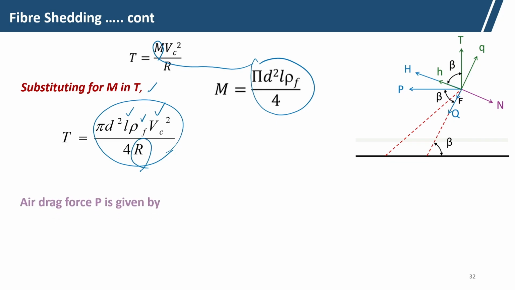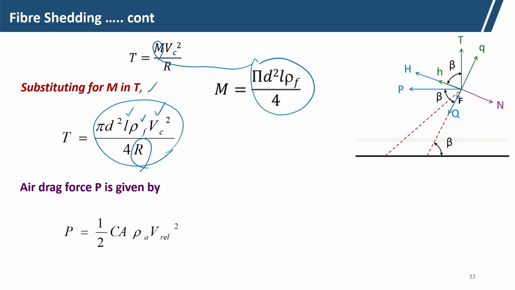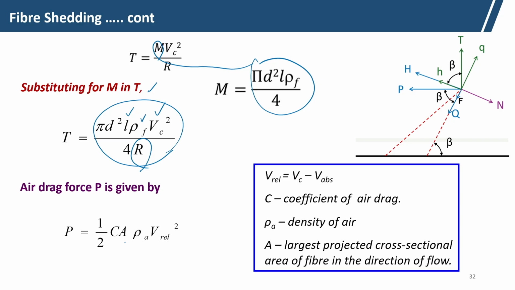Okay. So, the air drag force P is given by half C A rho a V relative square. What is V relative? The relative velocity is the cylinder speed minus the air speed at a certain distance. C is the coefficient of air drag, rho a is the density of air, and A is the largest projected cross sectional area. So, we can get the air drag force which works against the fiber shedding.